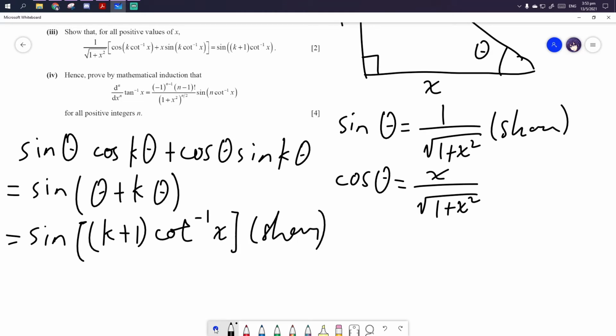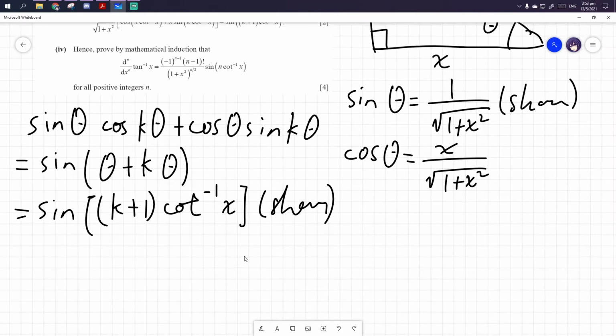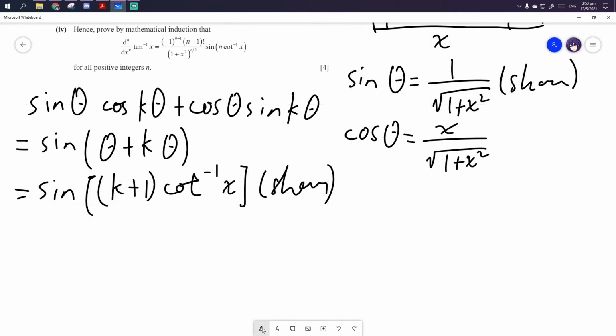Alright, so now that we have done this, we can reach the climax, the actual proving by induction. So we have to prove by induction that the nth derivative of tangent inverse of x is negative 1 raised to the power of n minus 1 times n minus 1 factorial all over 1 plus x squared, whole thing raised to the power of n over 2, then this entire thing multiplied by sine of n cotangent inverse of x for all positive integers n.